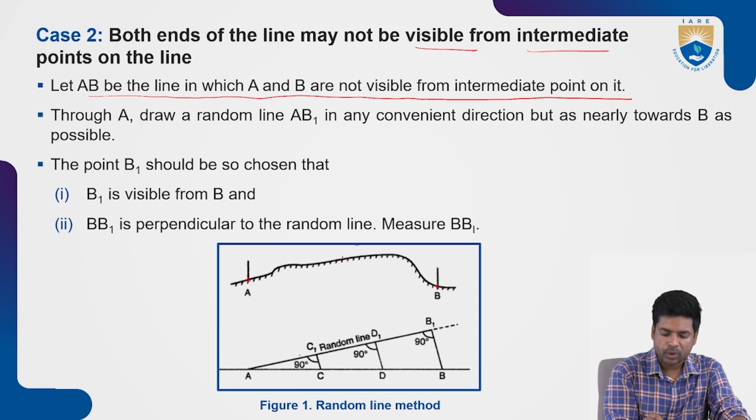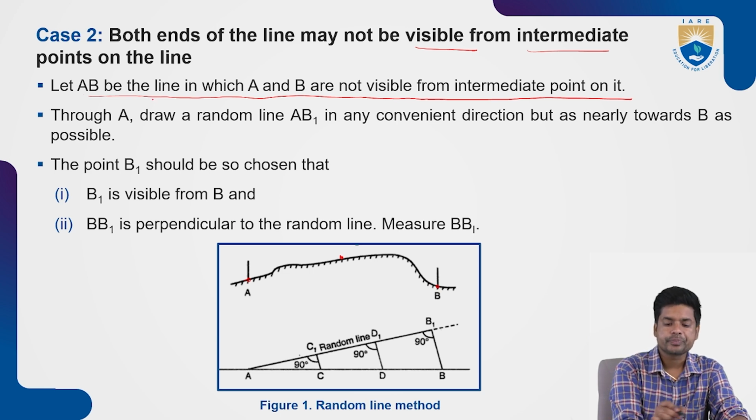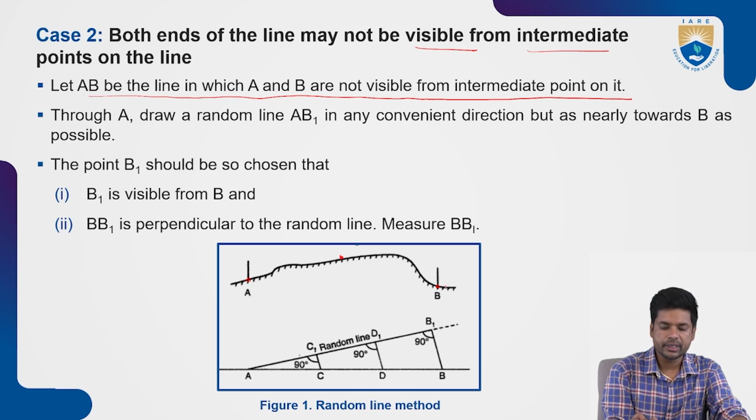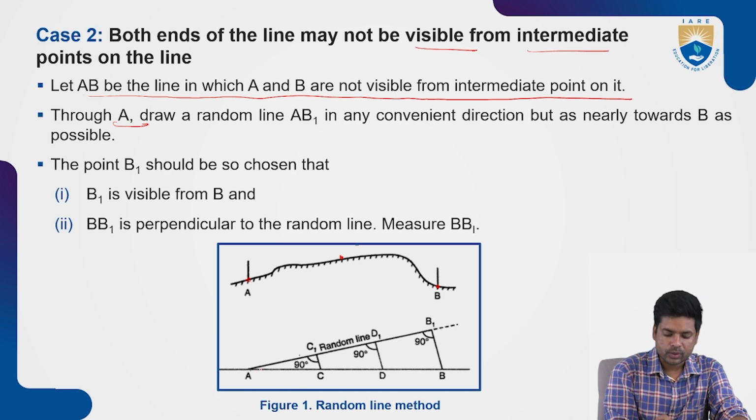Suppose you establish a point in between these 2 points, then you cannot see the point B. You may see the point A, but you may not see the point B, or else both the points are not visible, right? So this intermediate point will be established. Now these are the 2 points A and B.